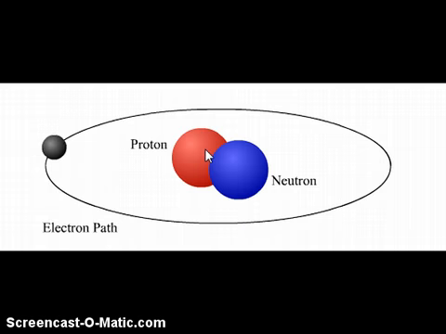Now, in some atoms, the binding energy that keeps the protons and neutrons together in the nucleus is great enough to hold the nucleus together, so it is stable. In other cases, however, the binding energy is not strong enough to hold the nucleus together, and we would say that these atoms are unstable. Their nucleus is unstable, and unstable atoms will lose neutrons and protons as they attempt to become more stable.